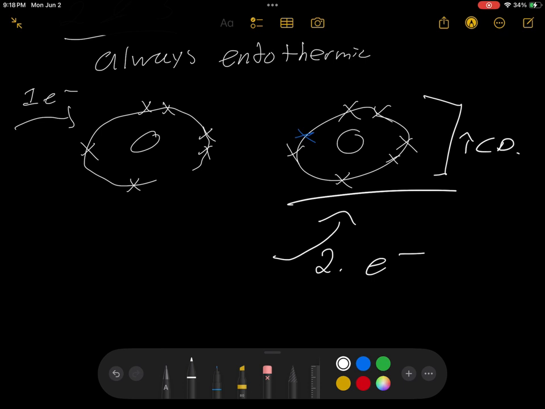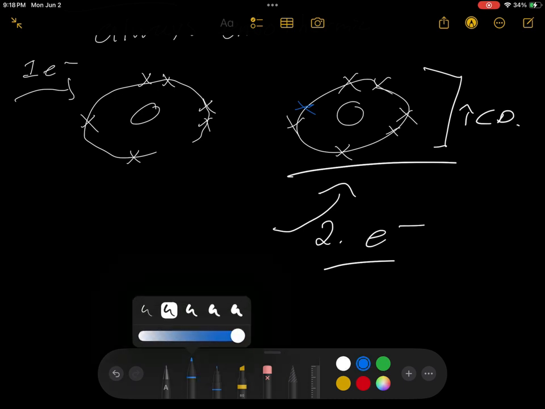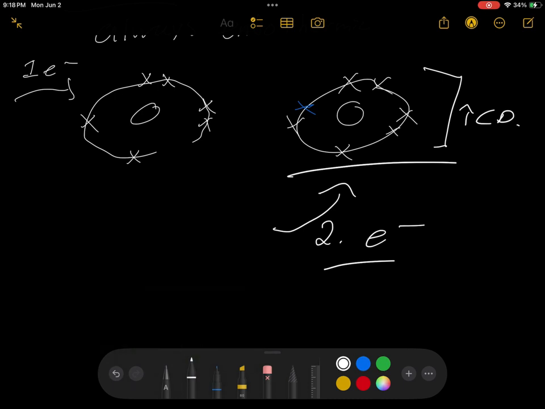So this greater negative charge means that this oxygen will actually repel this electron more than it attracts it, which means our reaction now requires outside energy to take place, meaning it is now endothermic. So that's the reasoning behind that.